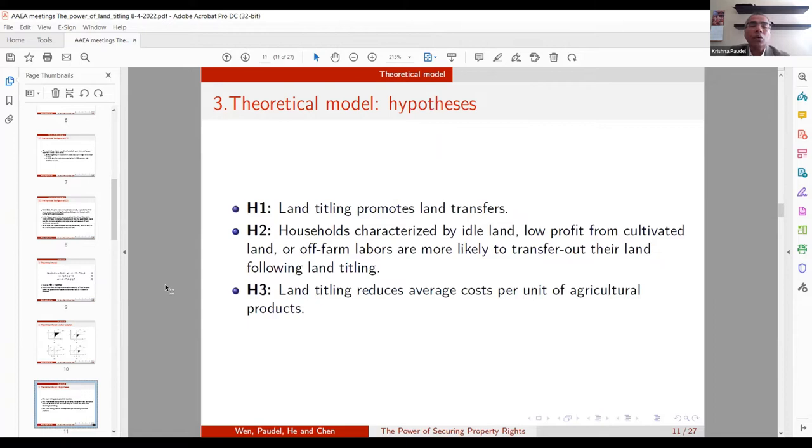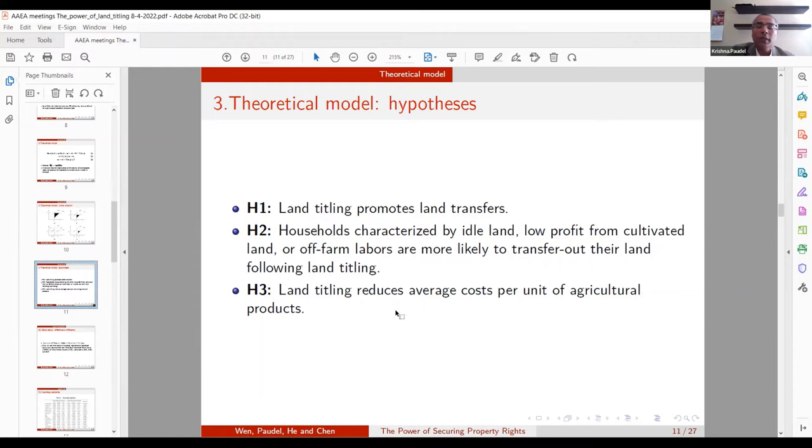So we have three hypotheses. One is land titling promotes land transfers. Second is households characterized by idle land, low profit from cultivated land, or off-farm laborers are more likely to transfer their land following the land titling. And also land titling reduces the average cost of production.